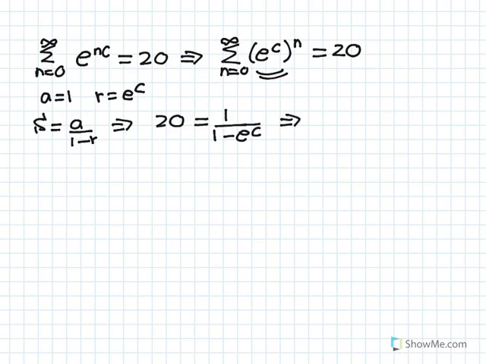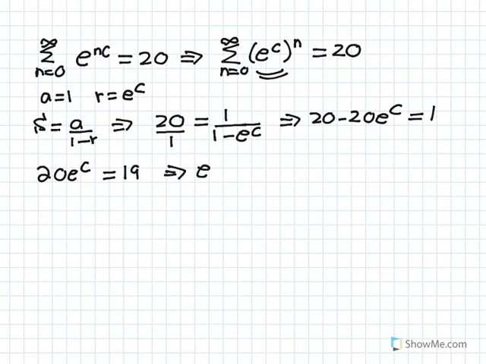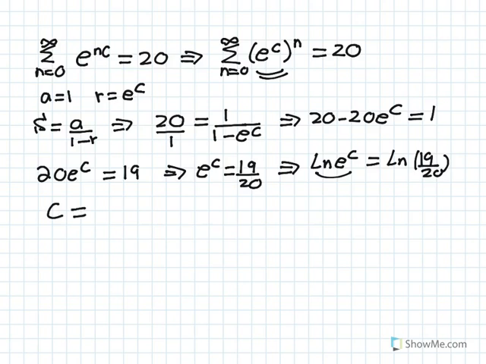Now let's cross multiply and solve for c. So let's write the left hand side as 20 divided by 1. Cross multiply and we get 20 minus 20 e to the c is equal to 1. Now we get 20 e to the c is equal to 19. Divide both sides by 20 and we get e to the c is equal to 19 divided by 20. Now to solve for c, we're going to log both sides, so we get log of e to the c is equal to log of the right-hand side, log of 19 divided by 20. Log cancels e, and we can solve for c. c is equal to log of 19 divided by 20.